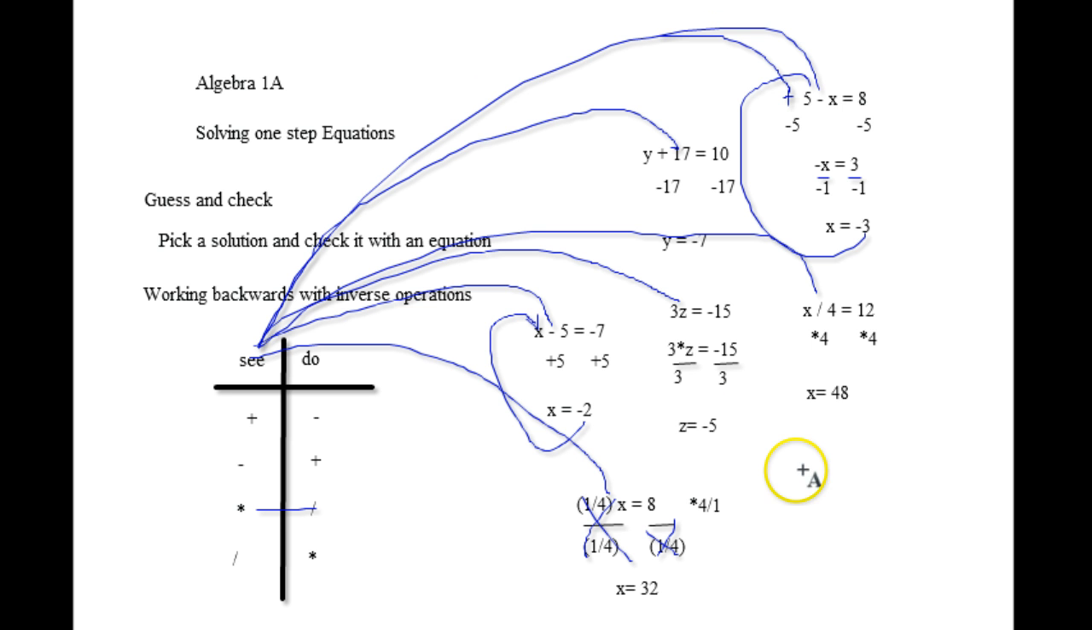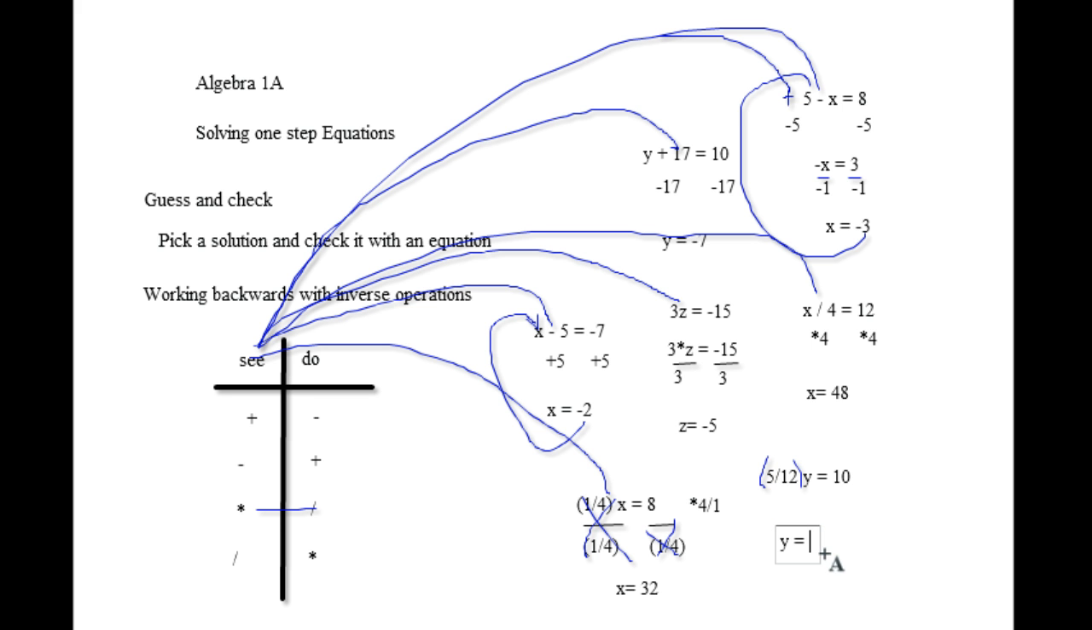I think a really common one that scares a lot of people is like this: 5/12 y equals 10. And some people go, oh my gosh, that's so scary. Well, it's not scary because you already know the trick. I just showed you the trick. You're going to divide both sides by 5/12.